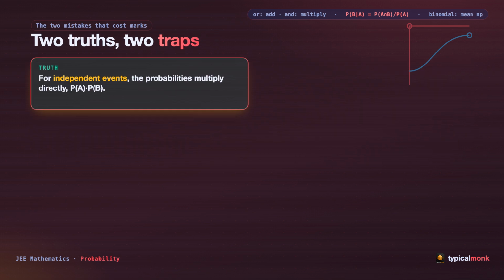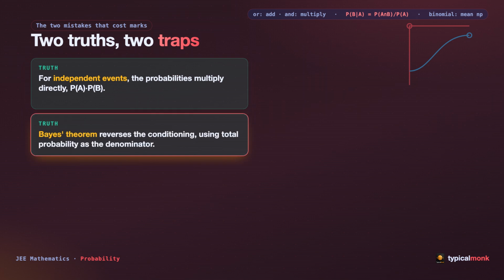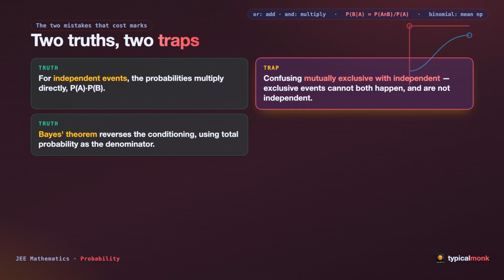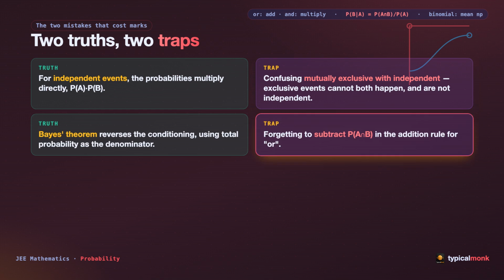Now the two mistakes that quietly cost marks. The truth: for independent events, the probabilities multiply directly, P of A times P of B. The trap: confusing mutually exclusive with independent. Exclusive events cannot both happen, and so they are not independent. The second truth: Bayes' theorem reverses the conditioning, using the total probability as its denominator. The second trap: forgetting to subtract P of A intersection B in the addition rule for OR.